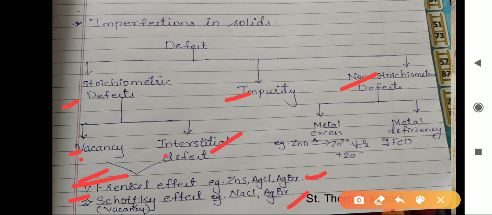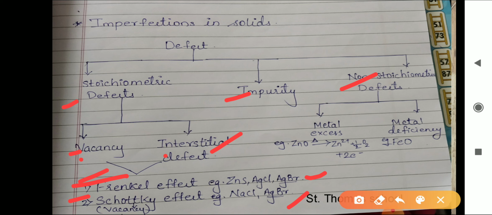Now, the number of such defects in ionic solids is quite significant. For example, NaCl, just like I told you, there are approximately 10 raised to 6 pairs per cubic centimeter at room temperature, right? So 1 cubic centimeter means there are about 10 raised to 22 ions. Thus, there is one Schottky defect per 10 raised to 16 ions. This Schottky defect is shown by ionic substances in which the cations and anions are of almost similar sizes. Understood? They are almost similar sizes. That's why the examples given here are NaCl, AgBr, and one more, KCl, right?